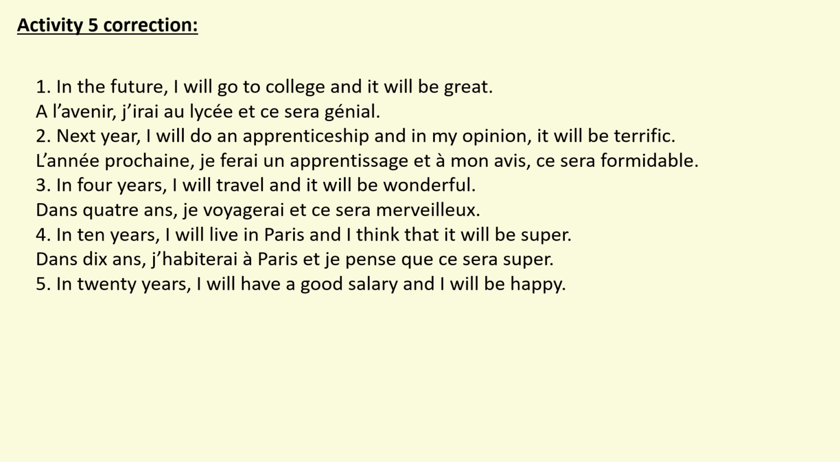4. Dans 10 ans, j'habiterai à Paris et je pense que ce sera super. Once again, check the spelling of your work. Did you put the accent on the A of à Paris? Did you put an apostrophe after the J? 5. Dans 20 ans, j'aurai un bon salaire et je serai heureux.